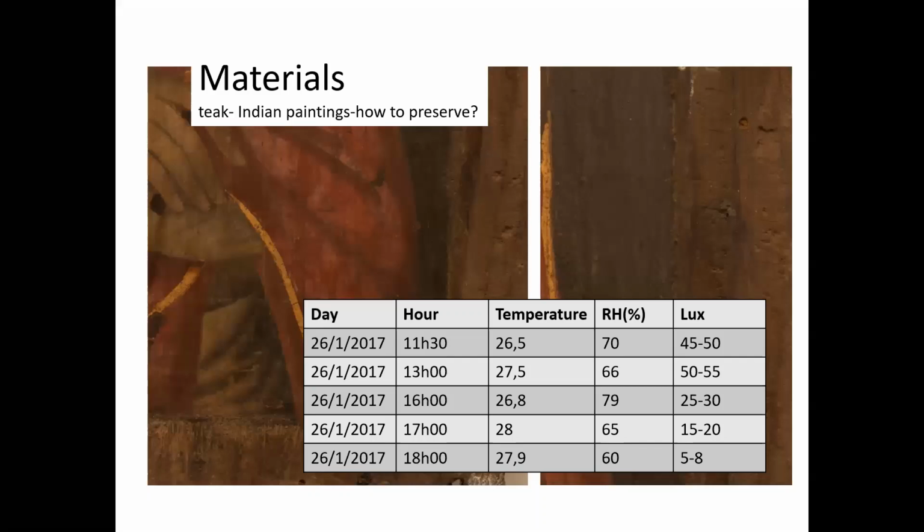So we must also consider this as a main issue here, and we also have a relation to the support. The teak is a support that has a big quantity of oil. So when we connect the relation of oil to the pigments, we also have a difficult conservation issue to solve.